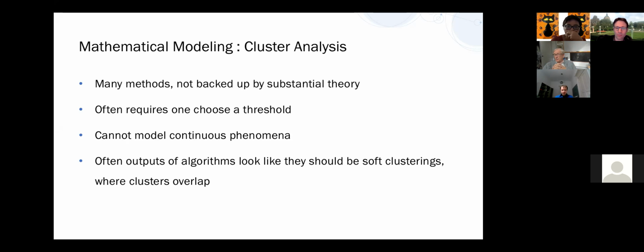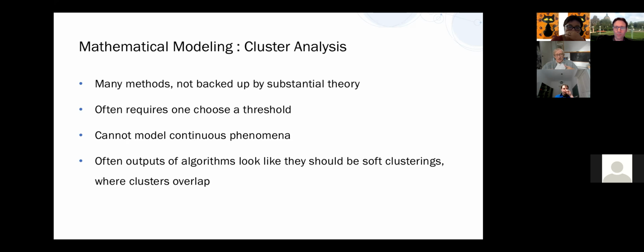Another problem is that oftentimes one finds that the outputs of the algorithms turn out to look like they should be soft clusterings instead of hard clusterings. Soft clustering means that you divide the data up into groups, but you permit overlaps in the groups.